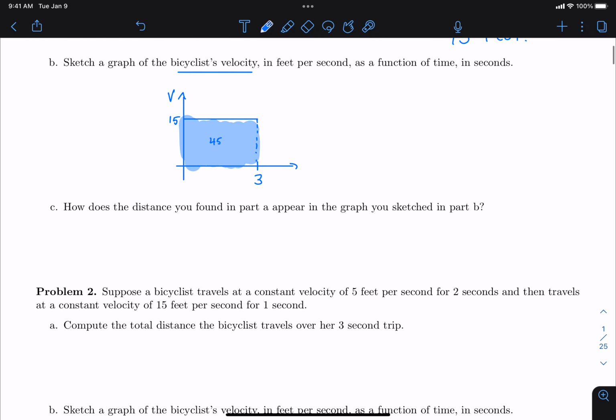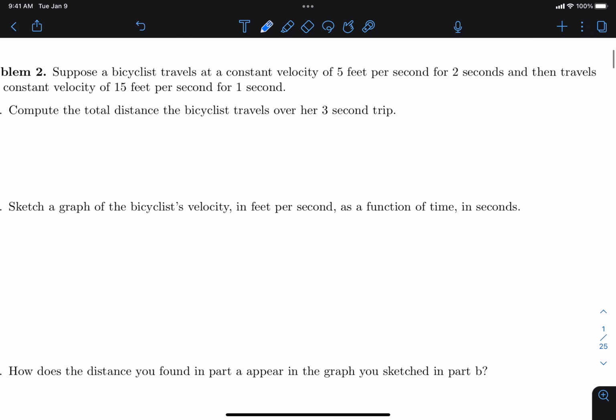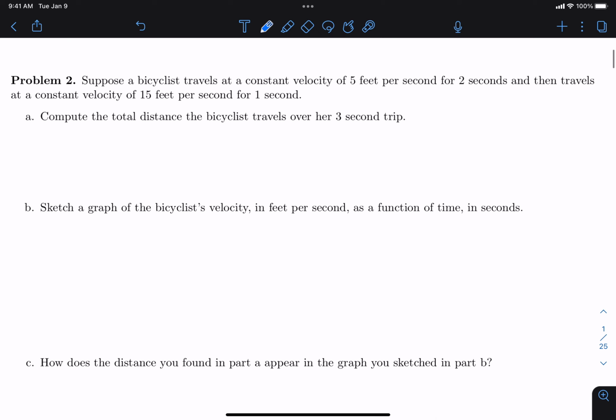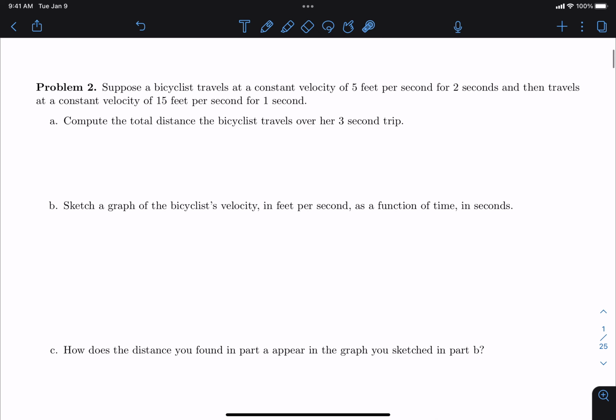All right, let's do another one. This one's going to be more complicated. Now the bicyclist is going to travel at a constant velocity of 5 feet per second for 2 seconds, and then at 15 feet per second for 1 second. So what does that look like? Well, the distance traveled can just be the distance traveled in the first 2 seconds plus the distance traveled in the last second, right?